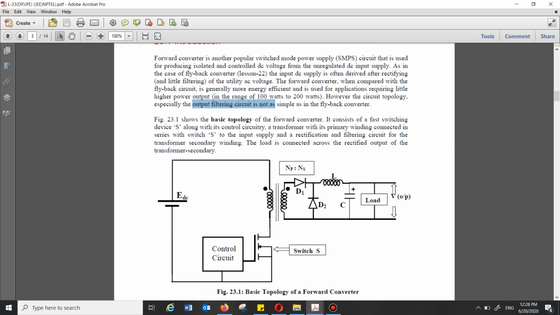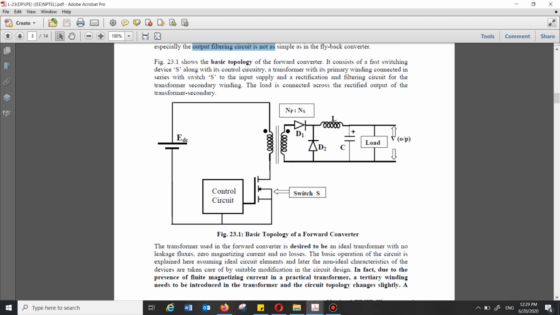A forward converter consists of a fast switching device along with a control circuit, a transformer with its primary winding connected in series with the switch and the input supply, and a rectification and filtration circuit with the secondary. The load is connected across the rectified output of the secondary.